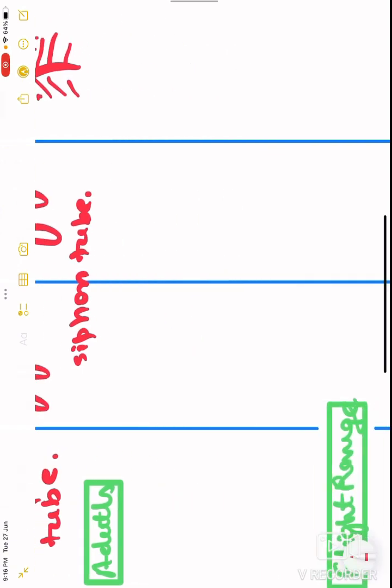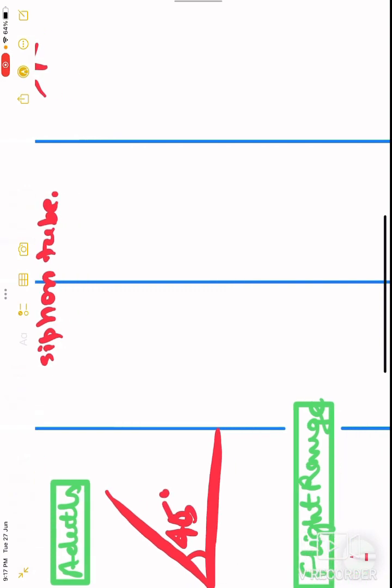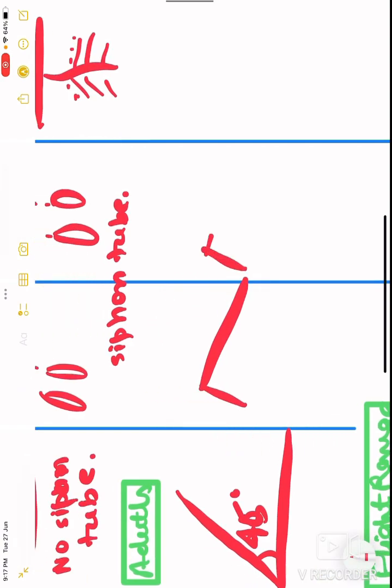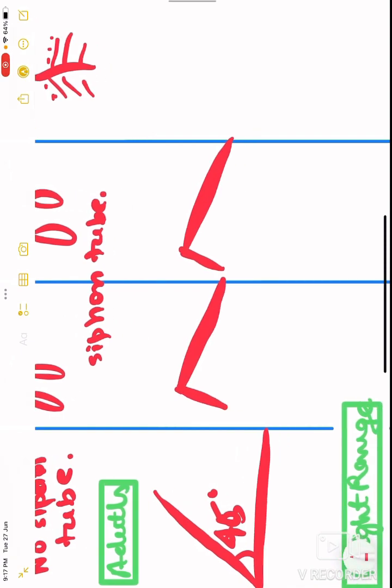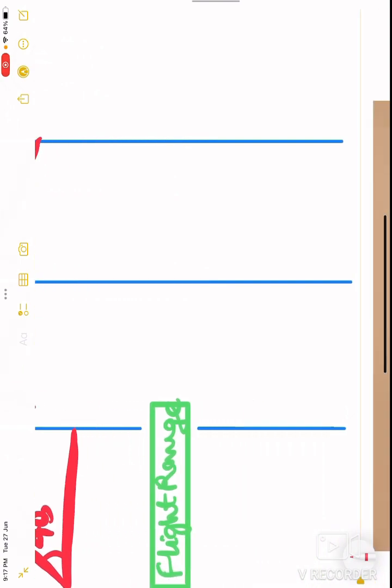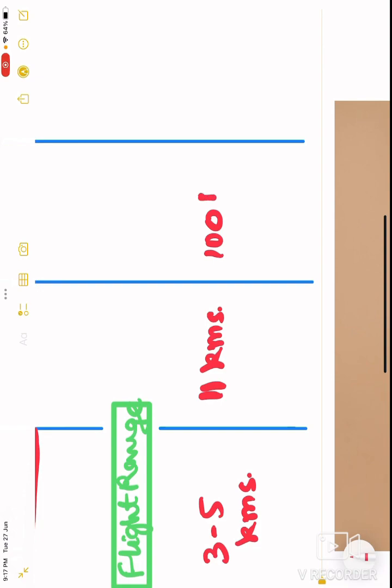Now coming to the next part, adults. Female Anopheles mosquito sits at an acute angle, and they look like this, right? Culex and Aedes mosquito, they have a hunchback. I will show you the photos, and they look like this, right? Now coming to the flight range. The flight range of Anopheles is 3 to 5 kilometers. The flight range of Culex is 11 kilometers. And the shortest flight range, of Aedes, is 100 meters only, right?